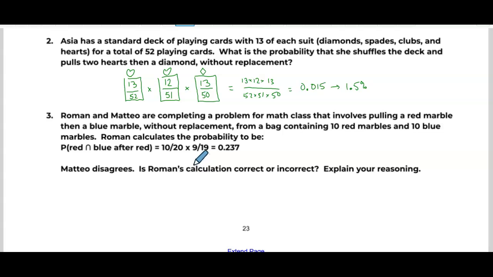Okay, so the second event here is supposed to be a blue marble, right? So we draw 1 marble out of the bag, and that's a red one. And then we draw a second marble out of the bag, and that's a blue one. All right, well, the red marble, there were 10 reds out of a total of 20. And the blue marble, we now only have 19 because a red one came out, but we still have all 10 blues. That numerator doesn't go down because it wasn't a blue marble that we took out in the first place. So this is incorrect. Roman is incorrect.